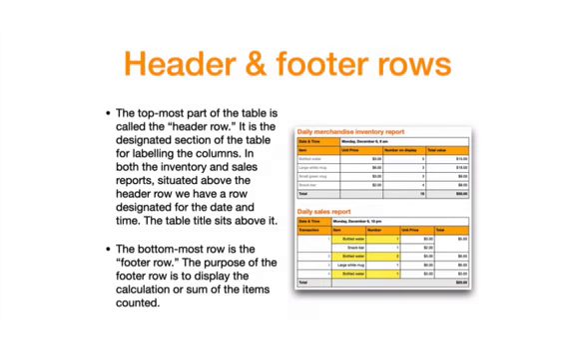Header and footer rows. The topmost part of the table is called the header row. It is the designated section of the table for labeling the columns. In both the inventory and sales reports, situated above the header row, we have a row designated for the date and time. The table title sits above it. The bottommost row is the footer row. The purpose of the footer row is to display the calculation or sum of the items counted.